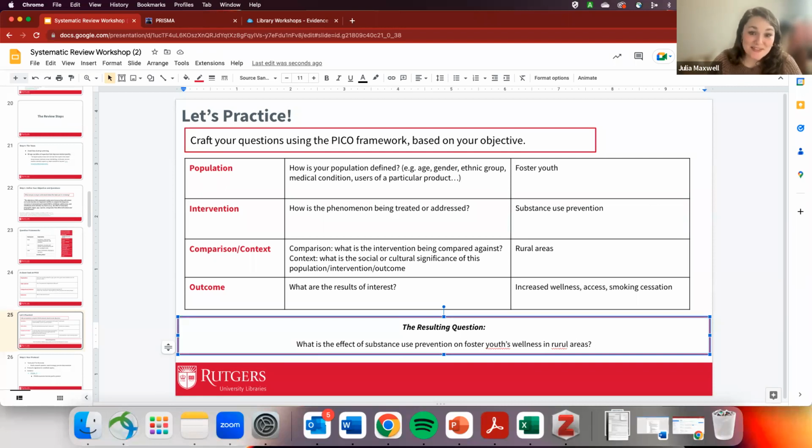But I personally feel like breaking it down into these PICO elements helps a lot. And again, when you get into the weeds of the review, being able to return to those elements is super, super important. It helps you frame your inclusion, exclusion criteria as well, which we'll talk about in a moment.